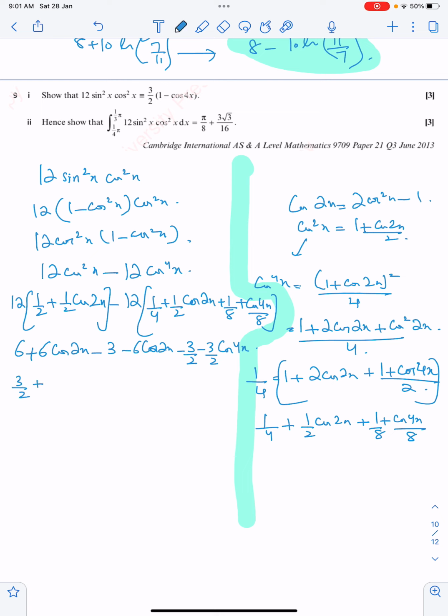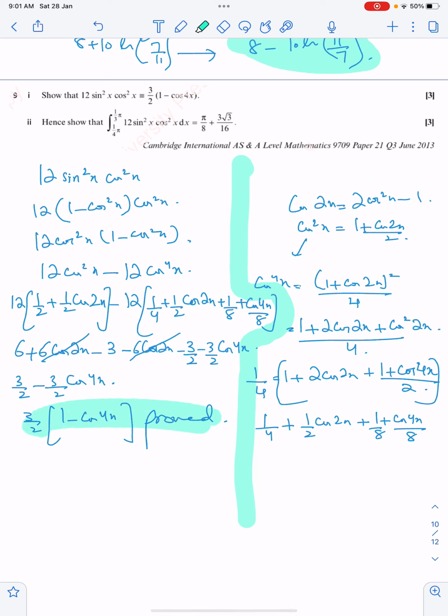Cos 2x and minus 6 cos 2x will cancel out. We are left with minus 3 upon 2 cos 4x. If I take out 3 upon 2 as common, I'll be left with 1 minus cos of 4x. This is what I had to prove. Hence show that integration of this is going to be equal to this. So instead of integrating this, I can integrate this because this is equivalent to this. Okay, so second part.